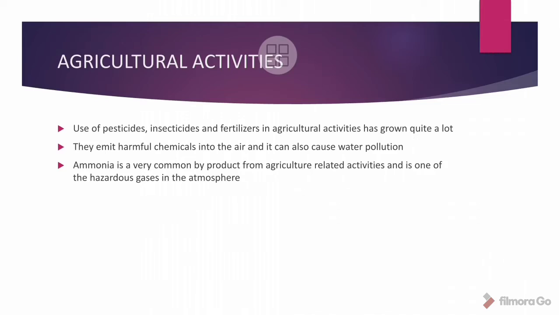So, sa agricultural activities, sa mga pesticides, insecticides, and fertilizers na ginagamit ng mga farmers is nagre-release ito ng ammonia, which is known to be a very hazardous gas in the atmosphere. Nire-release ito ng pesticides or insecticides na ginagamit ng ating farmers sa ating mga pananim.